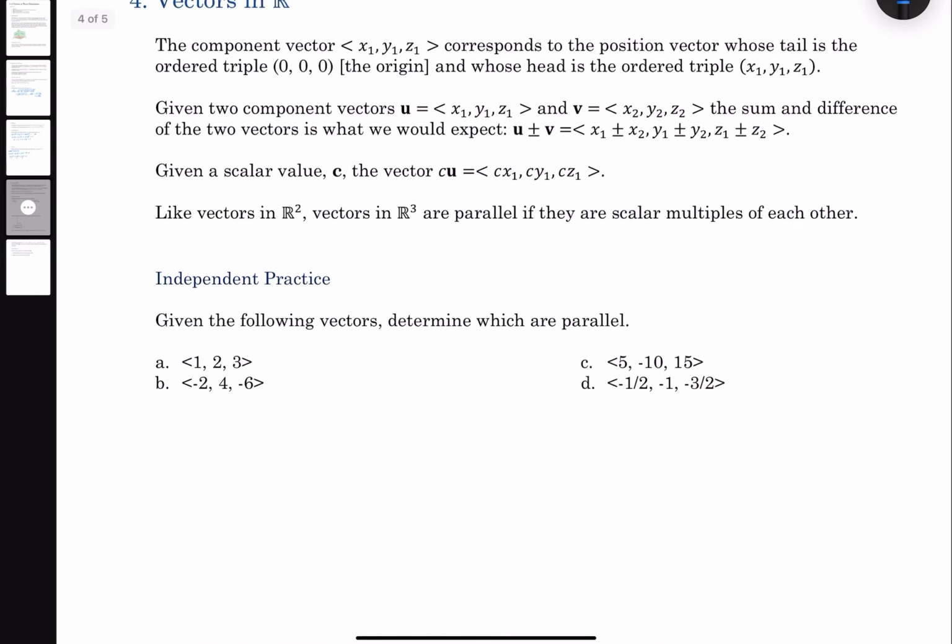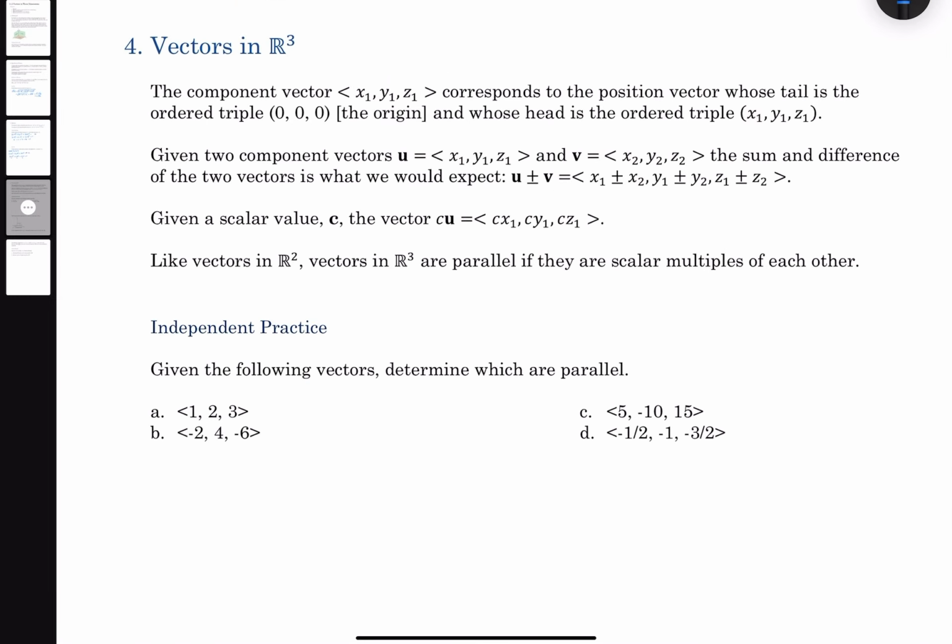Moving ahead. All right, so some properties of vectors in 3 dimensions. The component vector that we get, x1, y1, z1, corresponds to the position vector whose tail is the origin, and the head is the point x1, y1, z1.